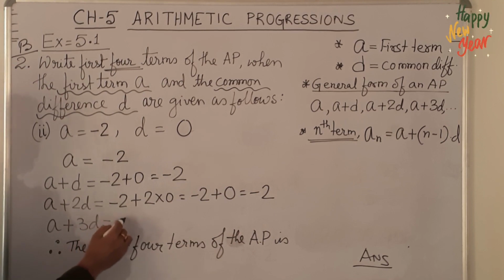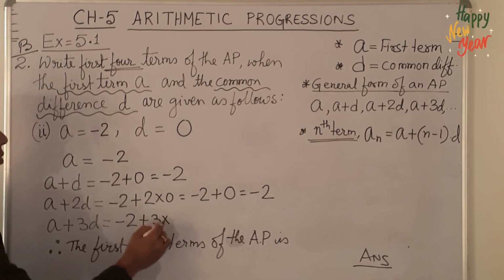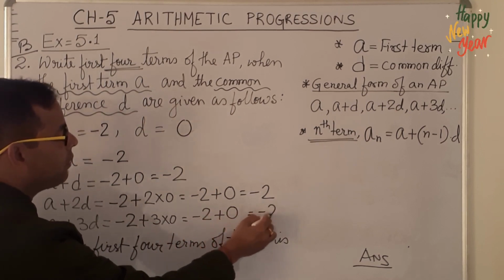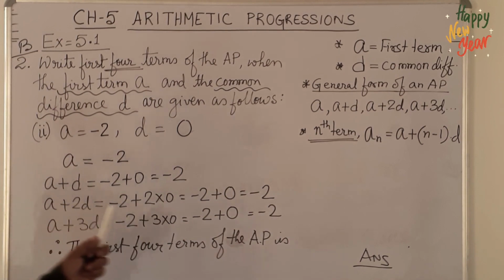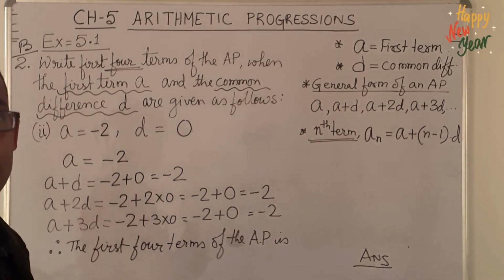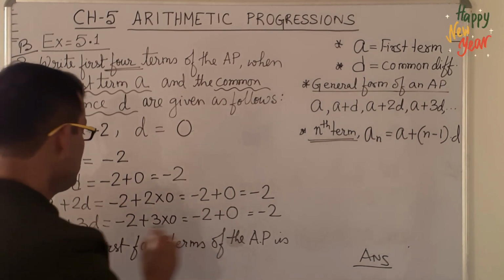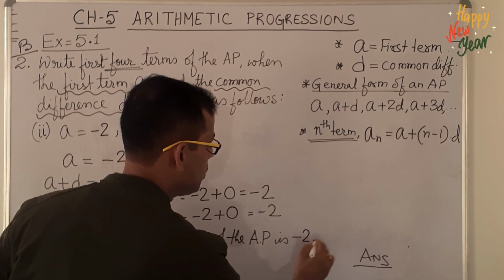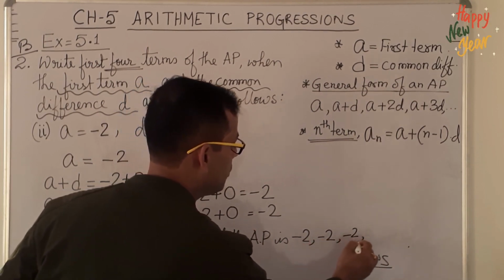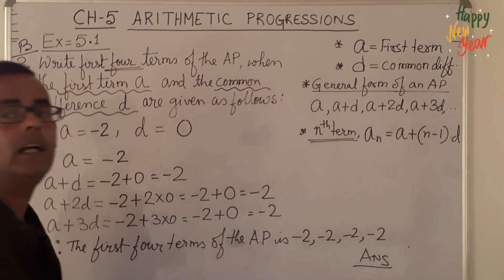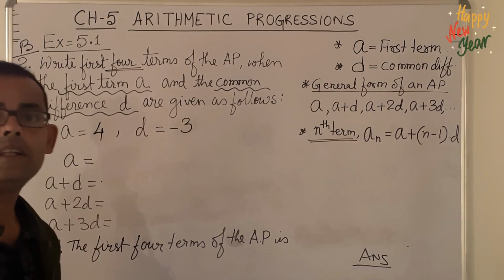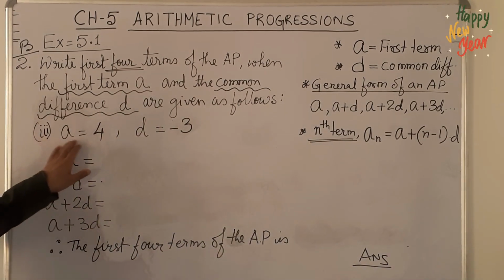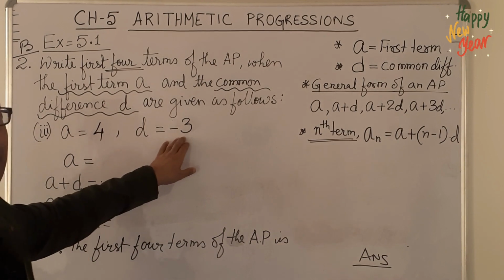A plus 3D. So minus 2 plus 3 into 0. Minus 2 plus 3 into 0 is 0. So what you get? Minus 2. So here you can see all the 4 terms are coming the same. Minus 2, minus 2, minus 2, minus 2. So what I will write? The first 4 terms of the AP are minus 2, comma, minus 2, comma, minus 2, comma, minus 2. And this is the answer. Okay. Now we will move on to the next sum, that is Roman 3. A is how much? 4. D is how much? Minus 3.